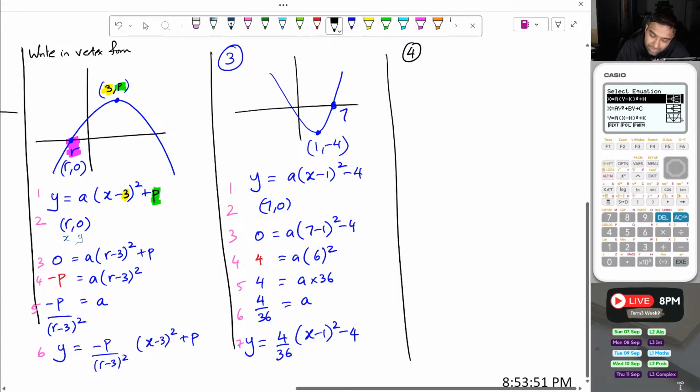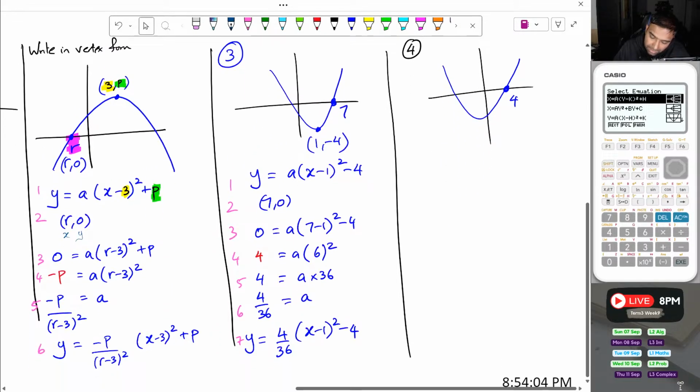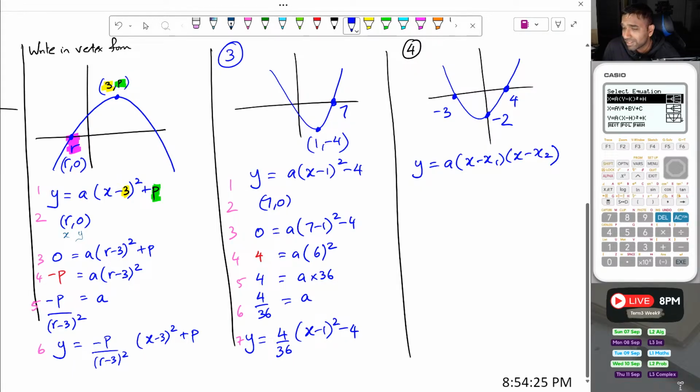The only difference between the vertex and the intercept one is the formula itself. So let's say your graph looks like this. That right there is, let's say 4. Let's say that's minus 3. And then this one is, I don't know, negative 2. Why don't you try this one? And remember that the intercept form looks like this: y is equal to a, x minus x1, x minus x2. Try it out and then I'll go through it and you guys will see how easy it is.